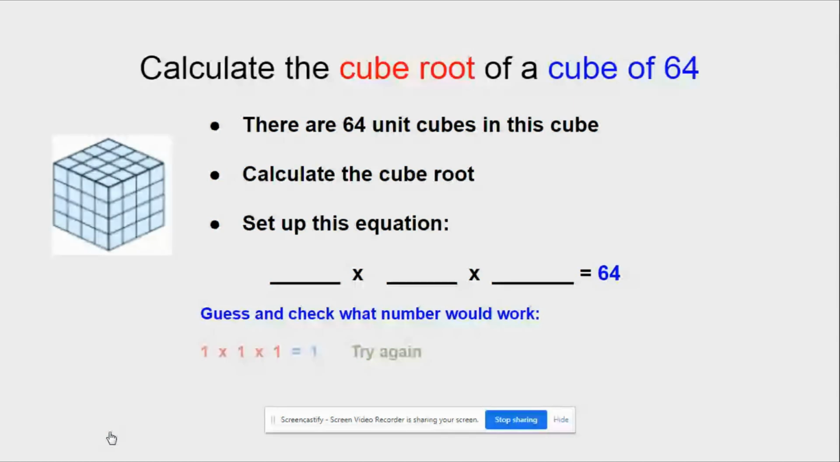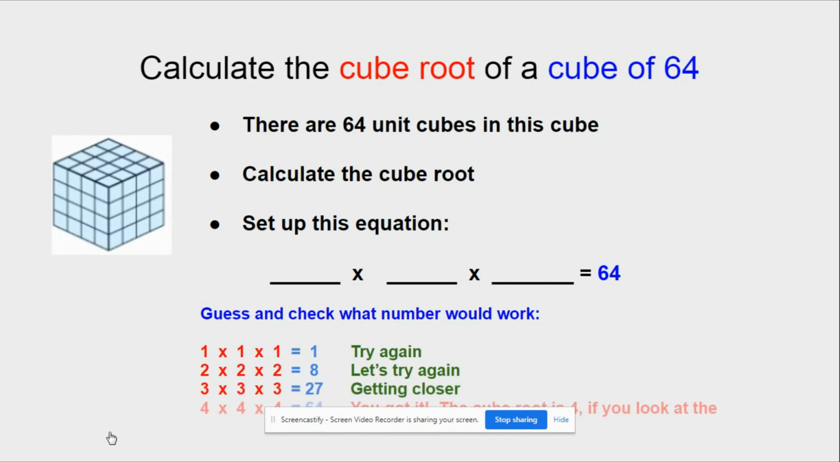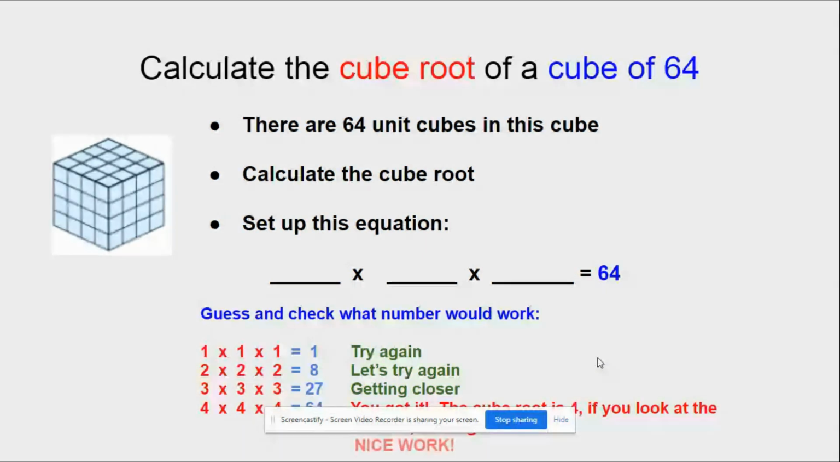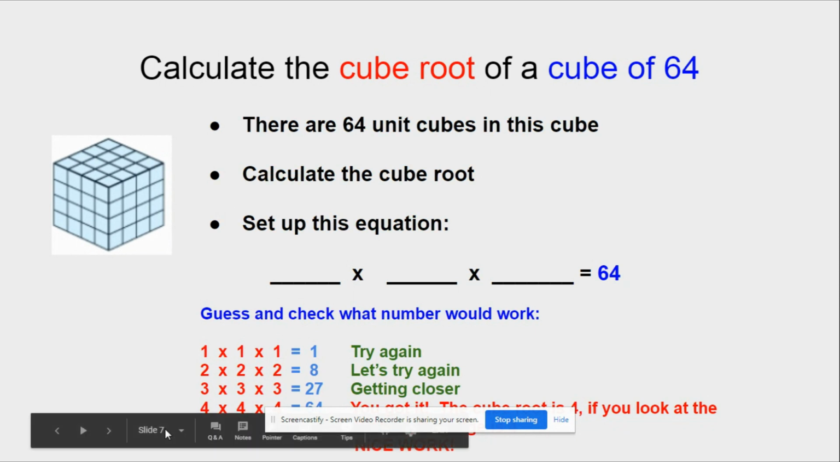1 times 1 times 1 is 1. No, that's not going to work. 2 times 2 times 2 is 8. Let's try again. 3 times 3 times 3 equals 27. We're getting closer. 4 times 4 times 4 is 64. You got it. The cube root is 4. If you look at the picture, you'll see that the side equals 4. Nice work, everybody.